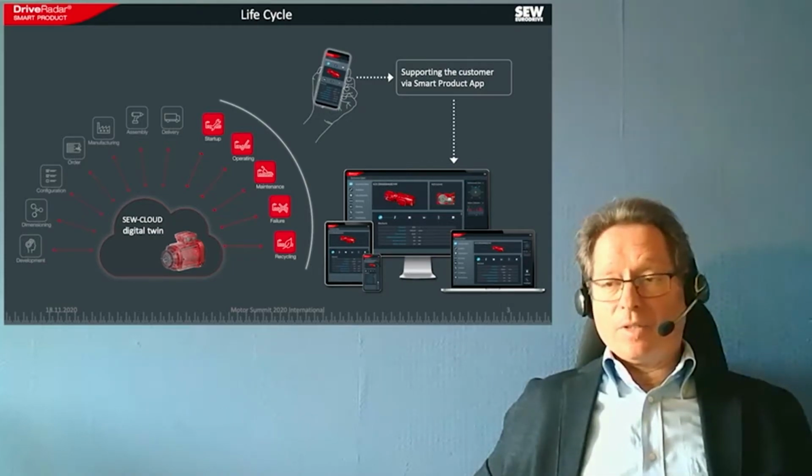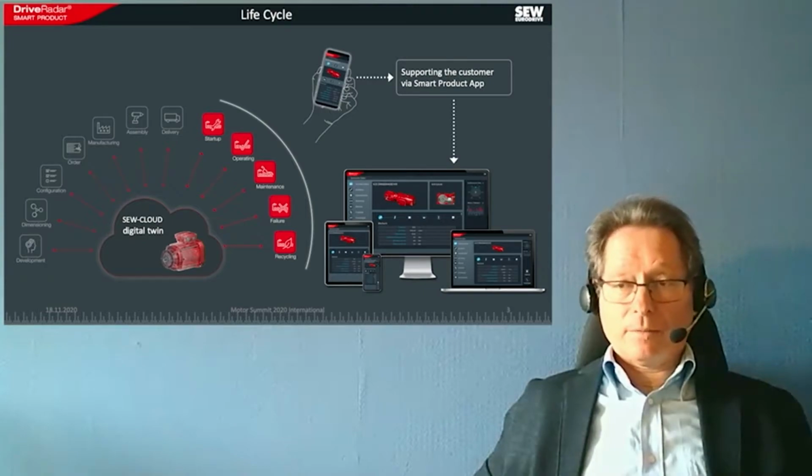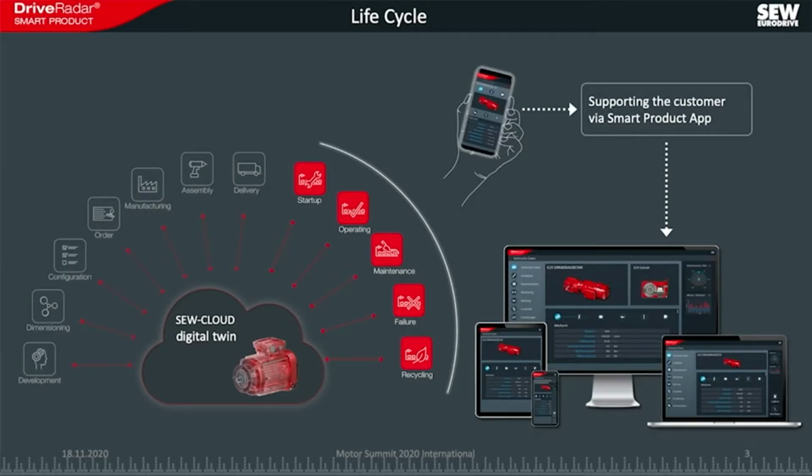On the left side, you see the life cycle of our products. The life cycle is divided into several steps you see on this slide. The first step is the product development. When the device is ready for sale, the client can make the dimensioning and the configuration after that, and order can be made. Next steps are manufacturing, assembly, and delivery. During this process, all generated data is stored in the digital twin.